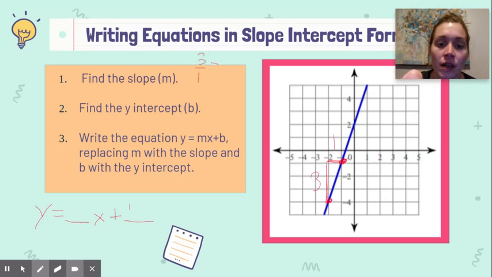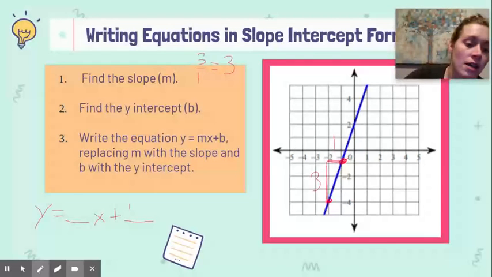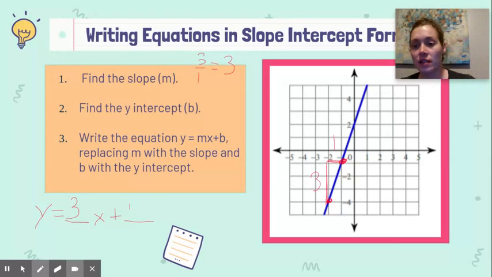And whenever we have a number over 1, we can make that a whole number, which is just 3. So we can say our slope is 3 over 1, or 3. And so we're going to fill that in to the equation in front of x, because the slope always goes in front of x.